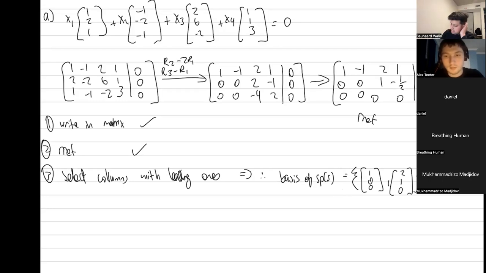Why is it 1 and 3? Because the steps, like we said over here, we need to select the columns with leading ones. This column has a leading one, and this column has a leading one. Leading one means, I didn't write this properly. This is supposed to be a 0 there, and this is supposed to be 2. My bad. I didn't write the last step properly. I meant 2 and 4 of the initial vectors in S.